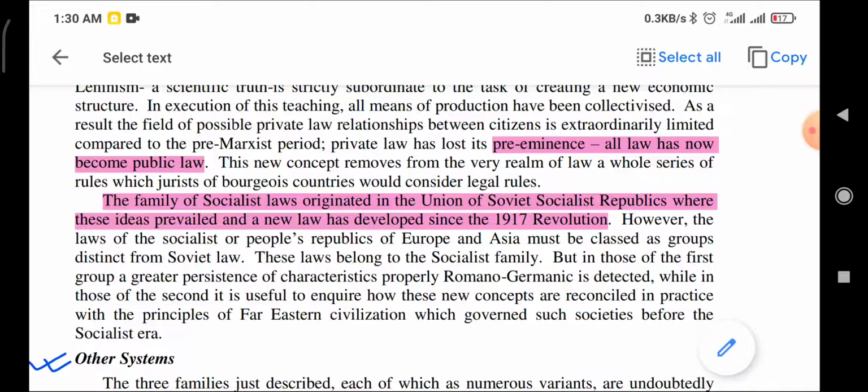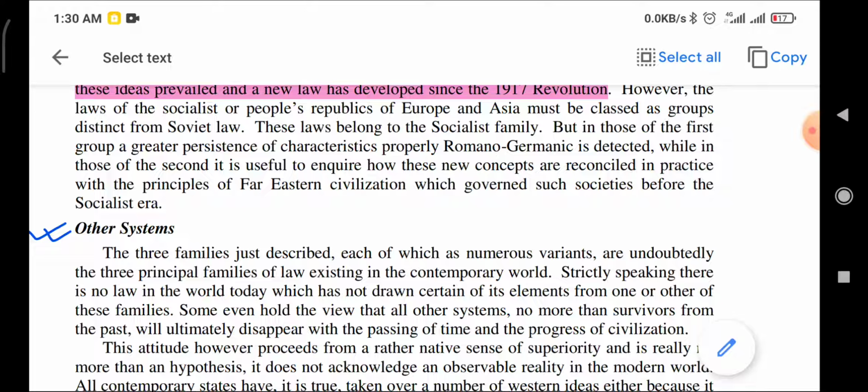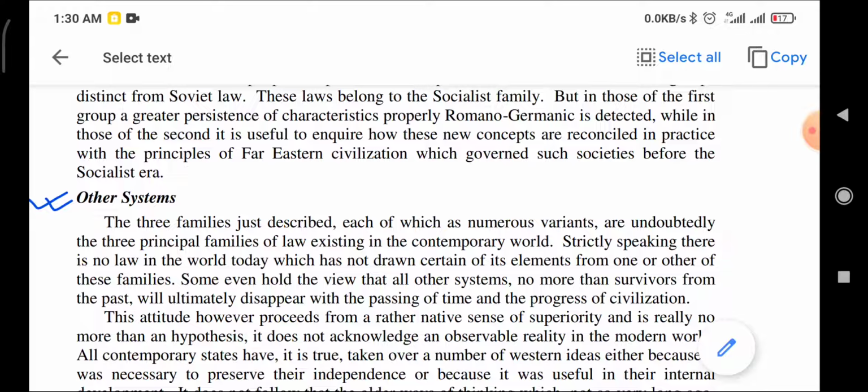The three families just described, each of which has numerous variants, are undoubtedly the three principal families of law existing in the contemporary world. Strictly speaking, there is no law in the world today which has not drawn certain of its elements from one or another of these families.